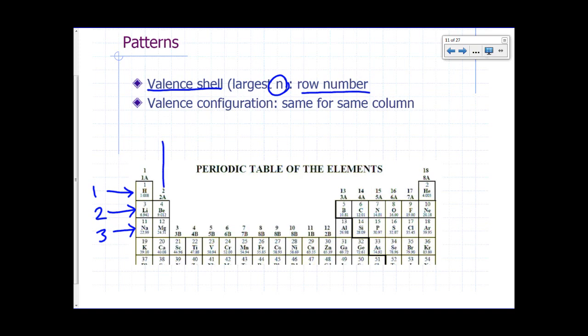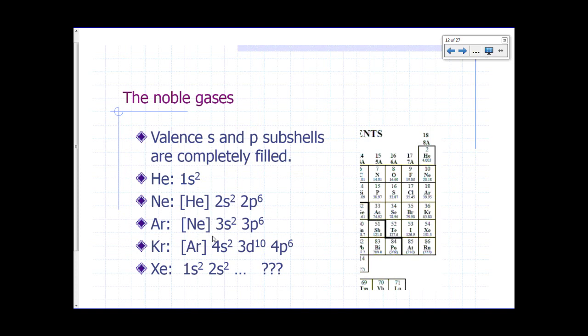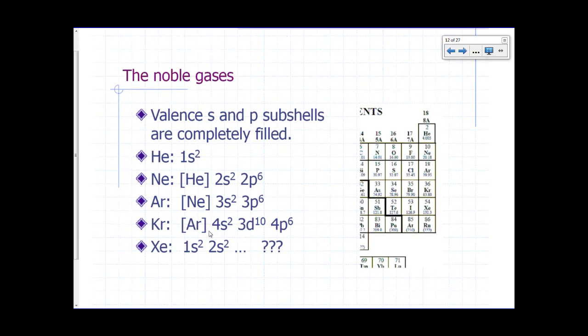And one thing you'll also find is elements belonging to the same column have the same valence configuration. Valence configuration means the configuration for the largest N, the outermost shell. That's one thing the elements in the same column will have in common. So let's illustrate that. If you look at the electron configuration for the noble gases, helium is 1s2, neon is 1s2, 2s2, 2p6, and look, we're abbreviating 1s2 here by using the noble gas just before neon, which is helium. That's 1s2, that's a helium core.